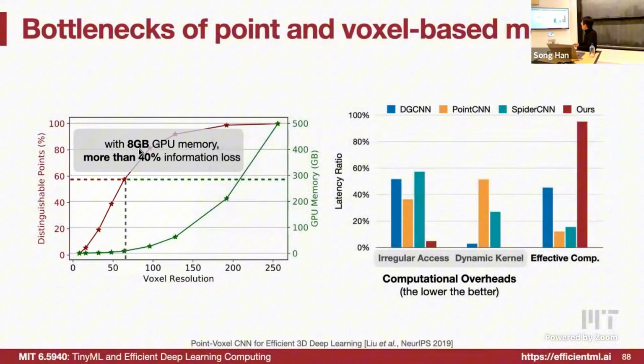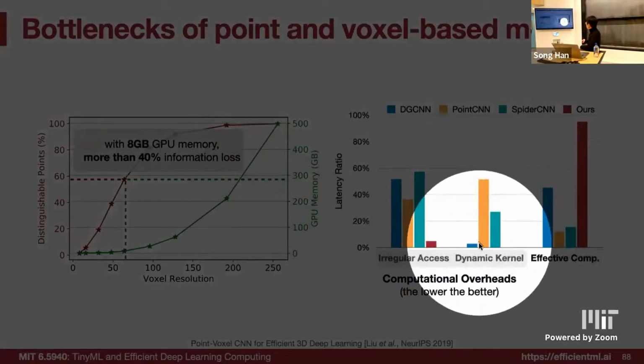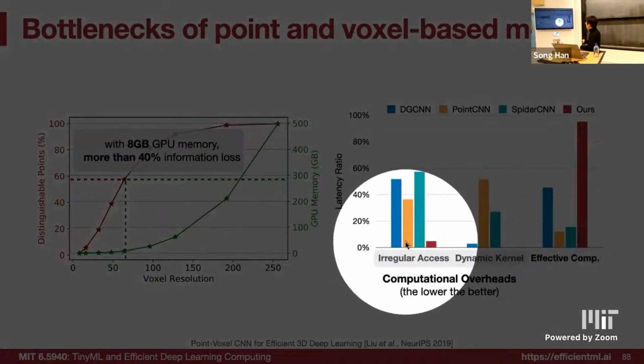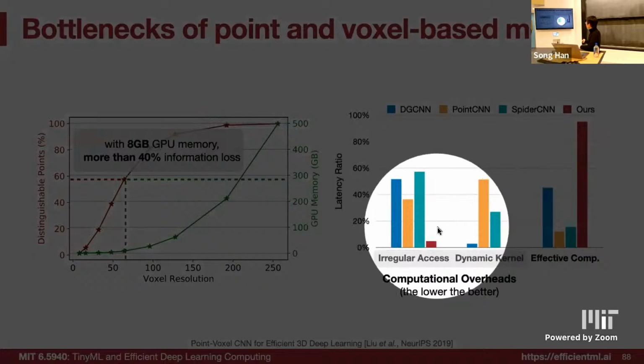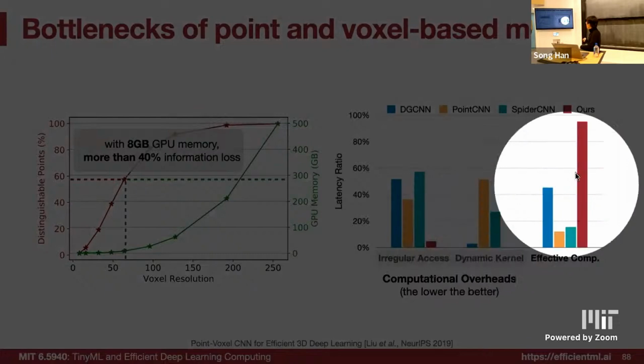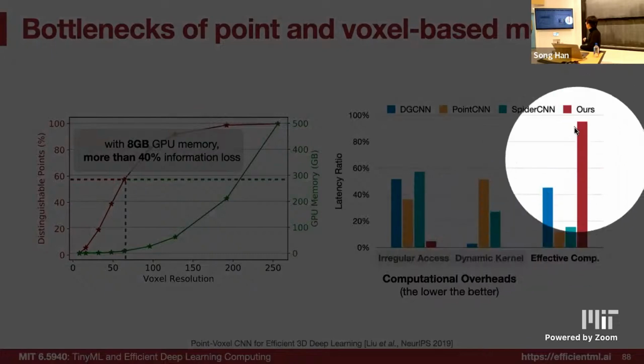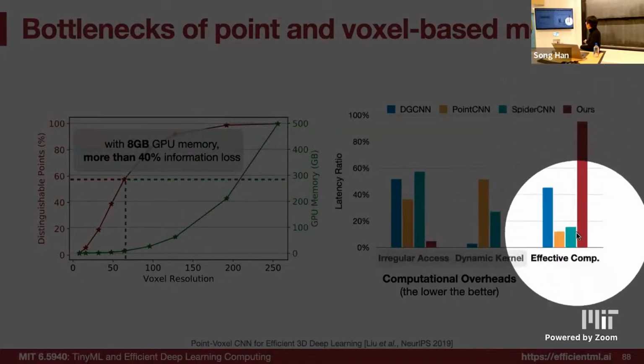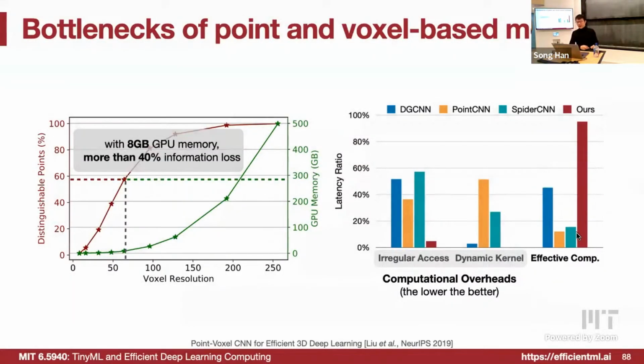And here with only 8 gigabytes of GPU memory, more than 40% of the information is actually lost. On the right-hand side is showing the computational overheads. So this is showing the effective computation versus the dynamic kernel versus the irregular access for different point-based methods. The baseline methods actually have a lot of overhead due to the irregular memory access and dynamic kernel computing. Well, our method, the PVCNN, is actually spending most of the latency on the effective computation, not the overhead.